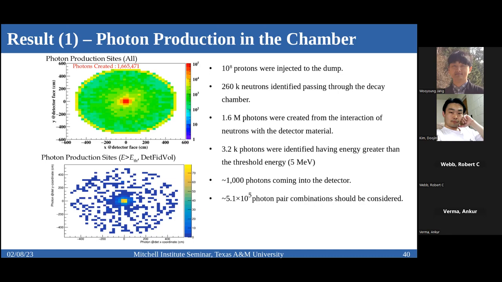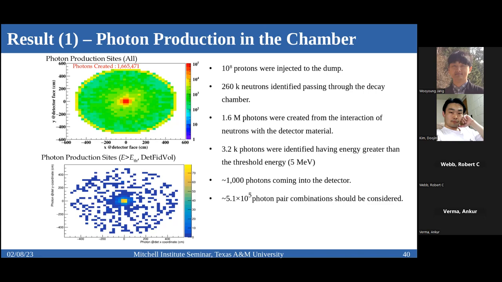And if you make a selection with some specific energy threshold and also the detector signature volume cut, you can select some neutrons from it, which we expect to mimic our signal. So this is one selection that we can use to reduce the neutron background.